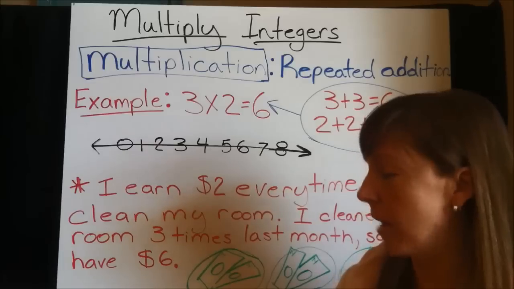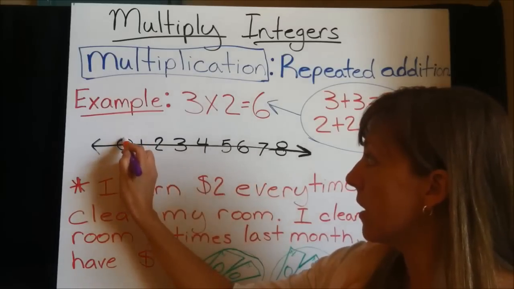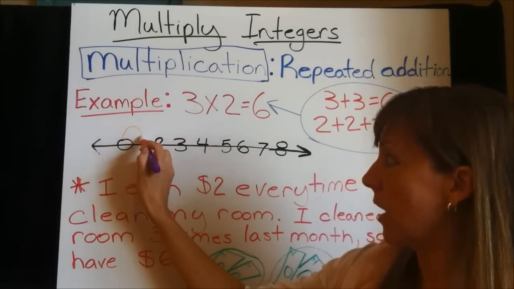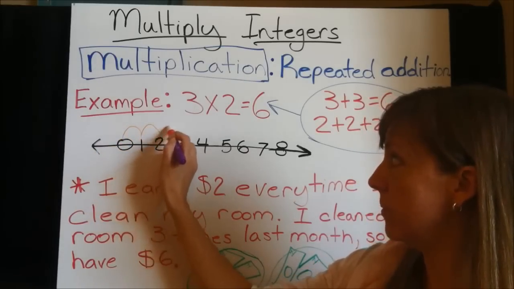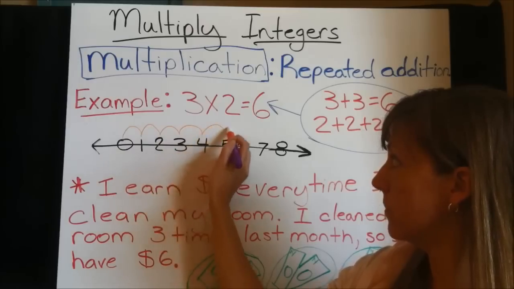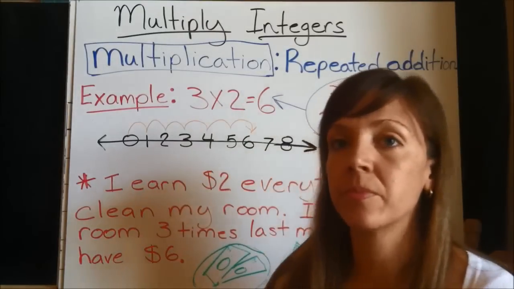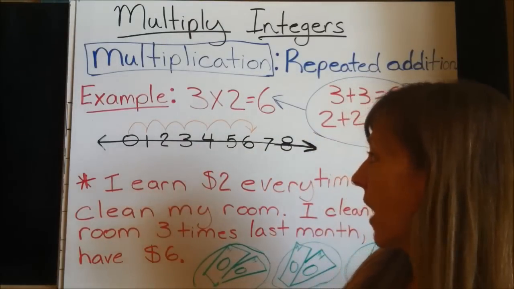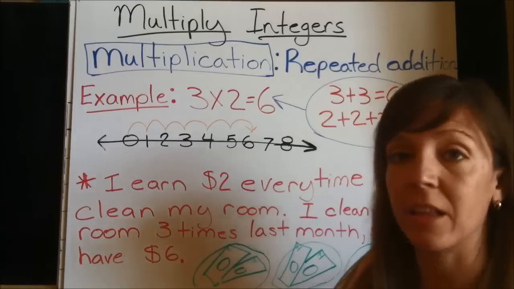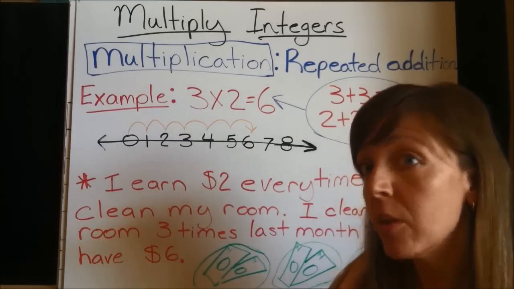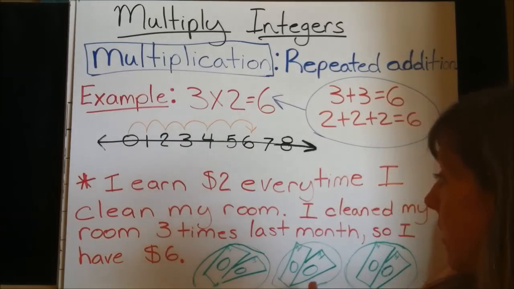Let's look at that on a number line. If I add 2 3 times, or make 3 groups of 2, that's 2, 4, 6. That's like saying I earn $2 every time I clean my room, and I cleaned my room 3 times last month. So in all, I have $6. 2, 4, 6.